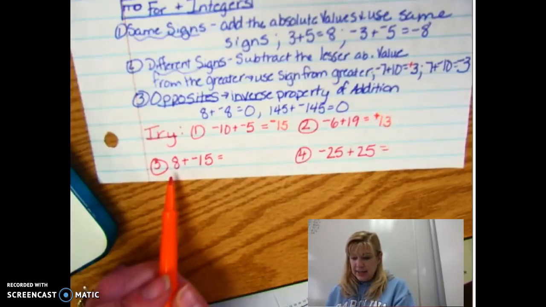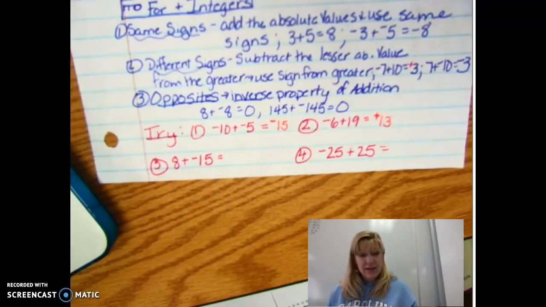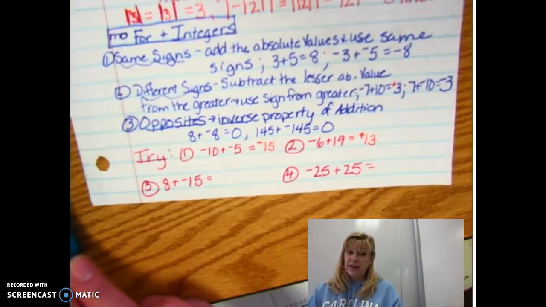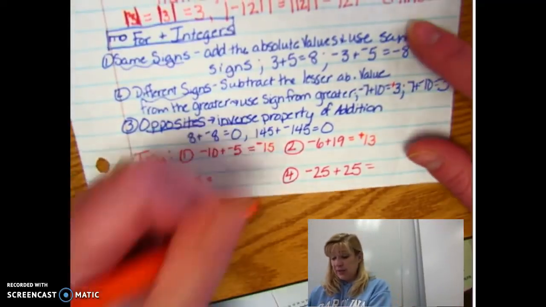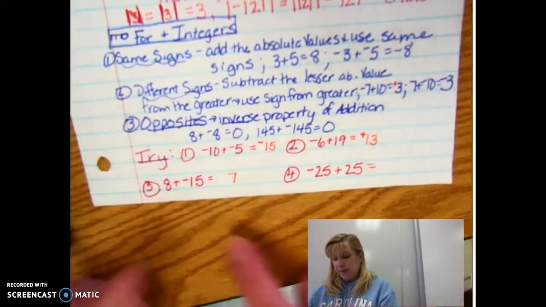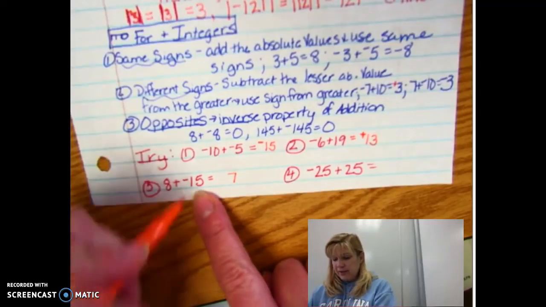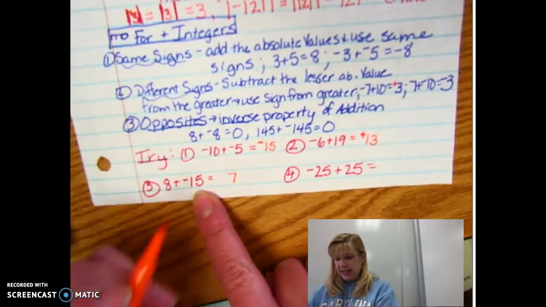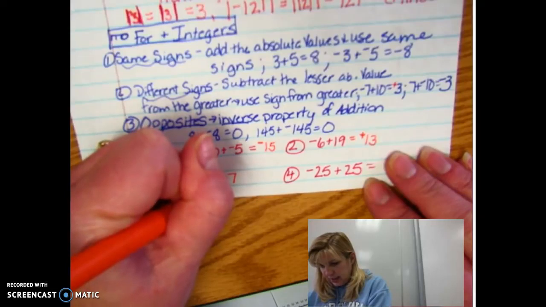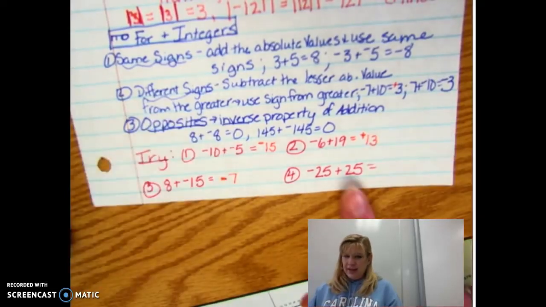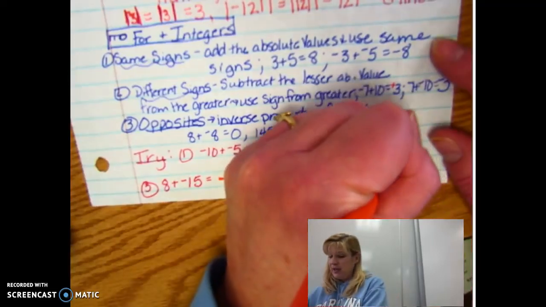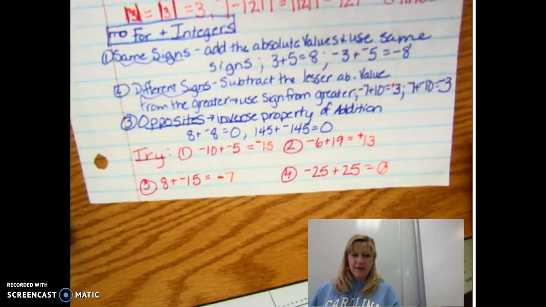This one, we see 8 and 15. Signs are different. When they're different, find the difference. So when I find the difference between these two, it's a 7. Now in a battle of absolute values, the 15 wins and it's a negative sign. So I put the negative right there. This one I hope you saw right away. Negative 5 plus negative 25 plus 25, you are going to get a big old 0 right there.